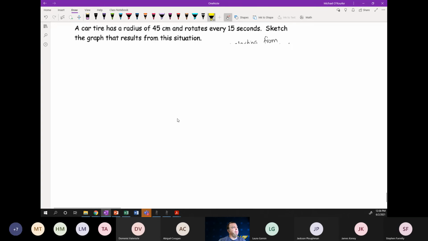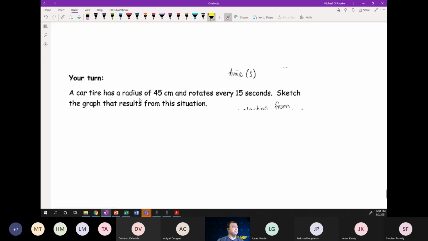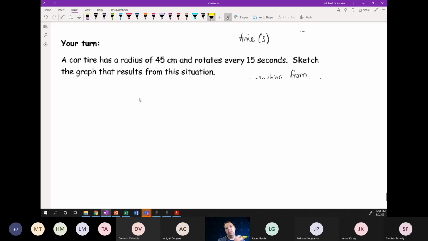So here's another one. I'll give you a little bit to try to draw this out. A car tire has a radius of 45 centimeters and rotates every 15 seconds. Sketch the graph that results from the situation. To help you picture this, pretend there's a nail in the tire. Graph that nail's journey through it.